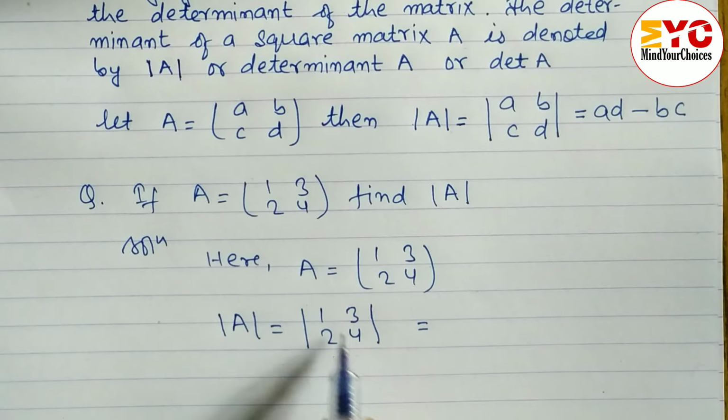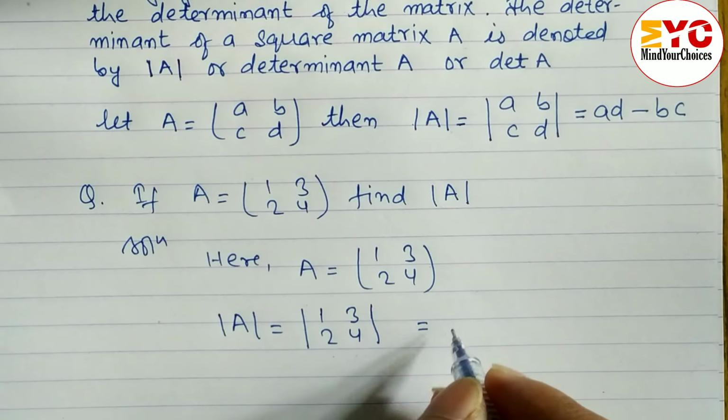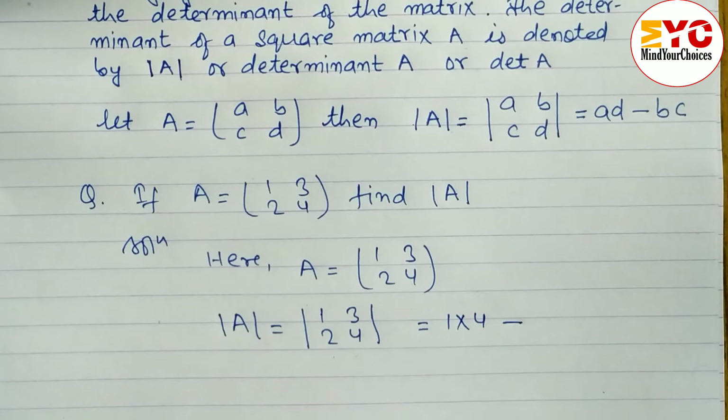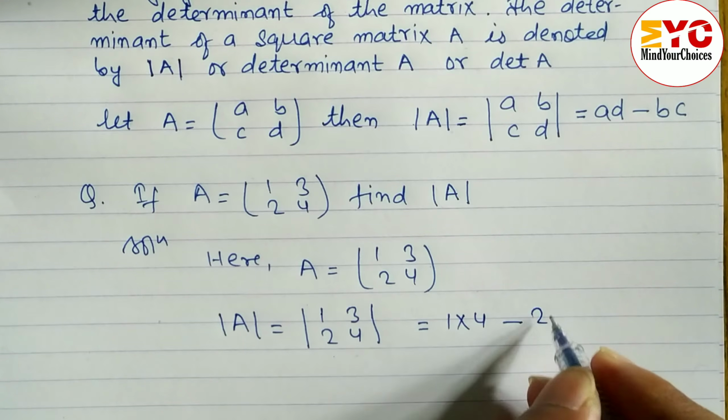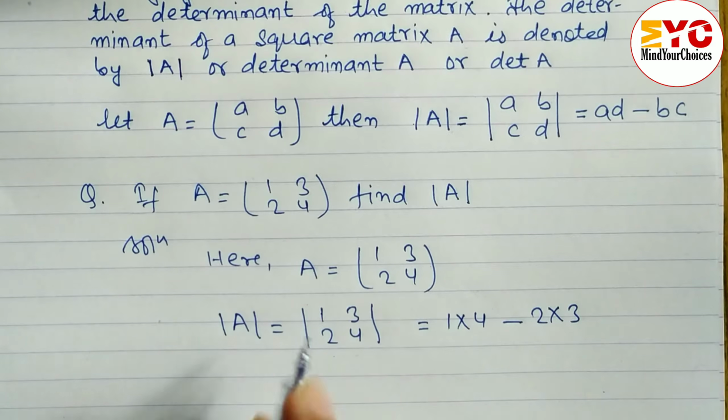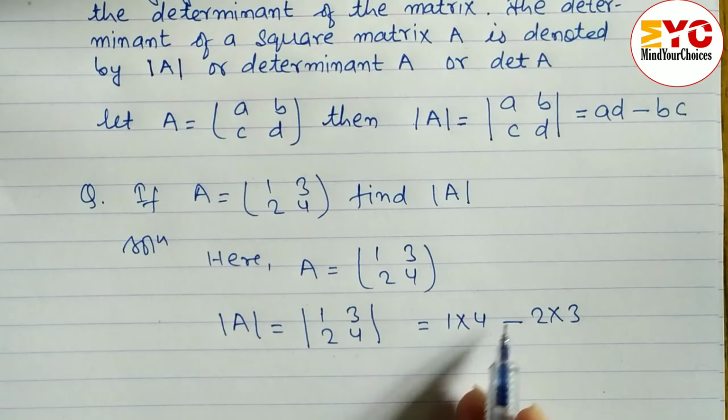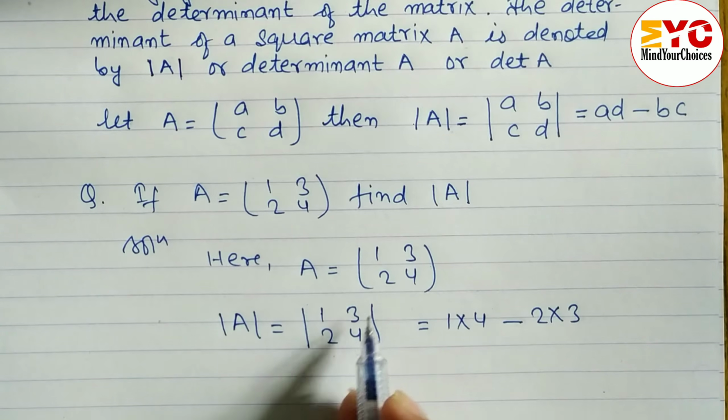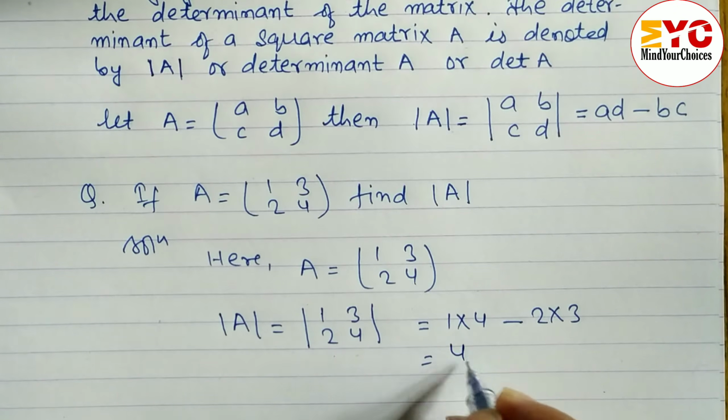After this we multiply the main diagonal, 1 into 4. So 1 into 4 minus, always write minus, after that 2 into 3, multiplying the non-diagonal. First the main diagonal 1 into 4, always minus, then 2 into 3, the non-diagonal. Now 4 minus 2 into 3, 6, is equal to minus 2. That is the answer.